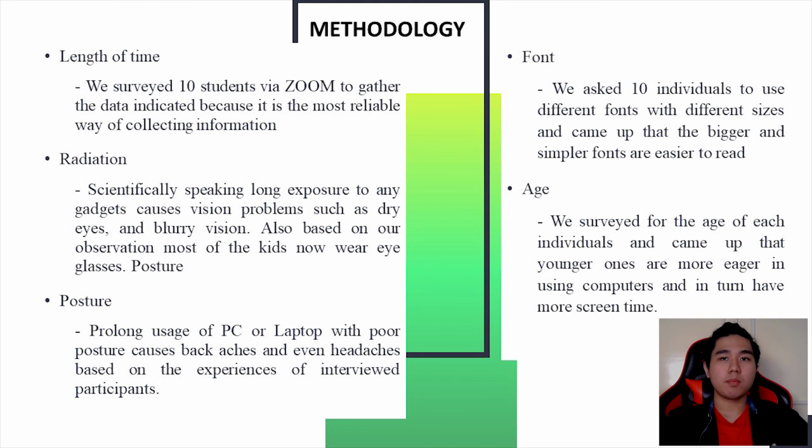Prolonged screen time also exposes the students to higher radiation that causes vision problems such as dry eyes and blurry vision. Our analysis shows that 6 out of 10 students are wearing corrective eyeglasses. In addition, the type and size of font used in all materials to fulfill school requirements is a great factor. Bigger and simpler fonts must be used to reduce eye strain.